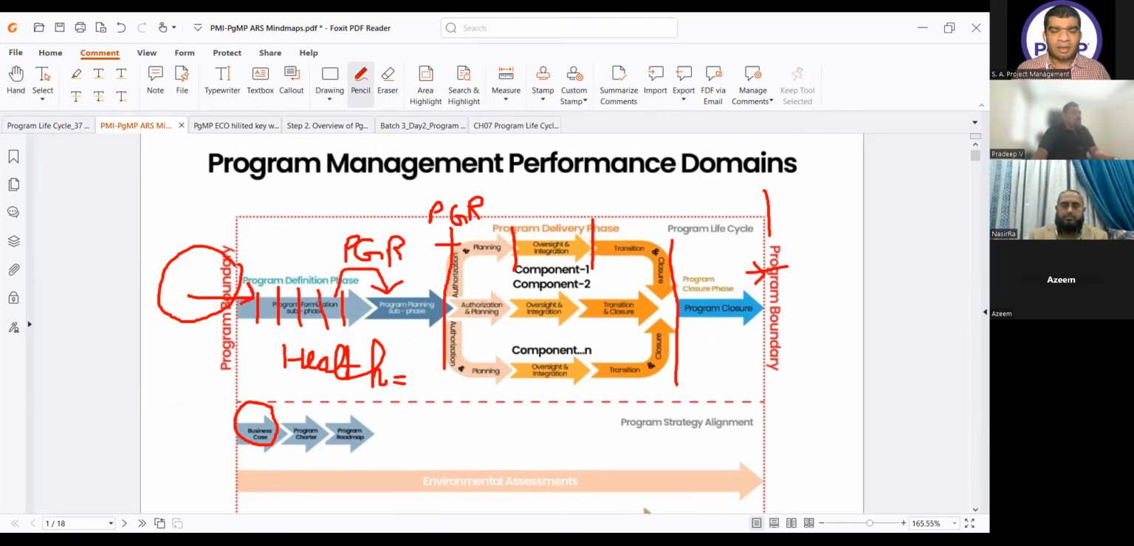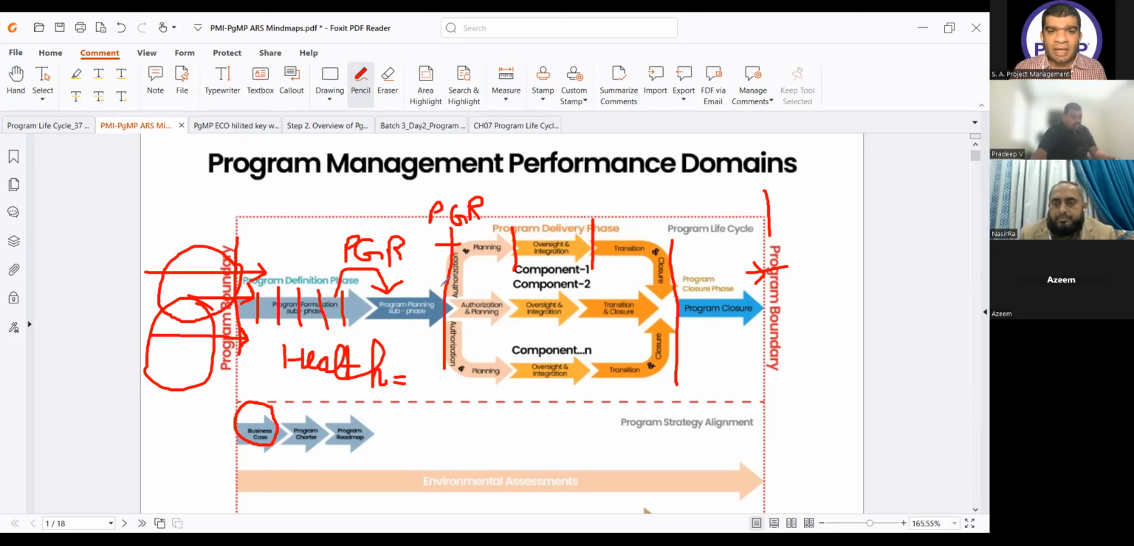Okay. The question is, a program definition phase occurs as a result of what? It means what is done before the definition phase that will trigger my program definition phase. So something will come from here to give some justification to start a program. Is it clear? So that's outside the program boundary. Yes, because my boundary starts from the program delivery phase. So I need something which triggers this program definition phase to start. That is only at the organization level. That is a strategic plan.